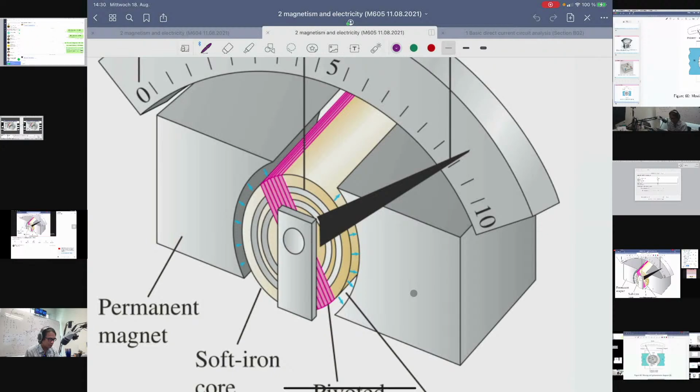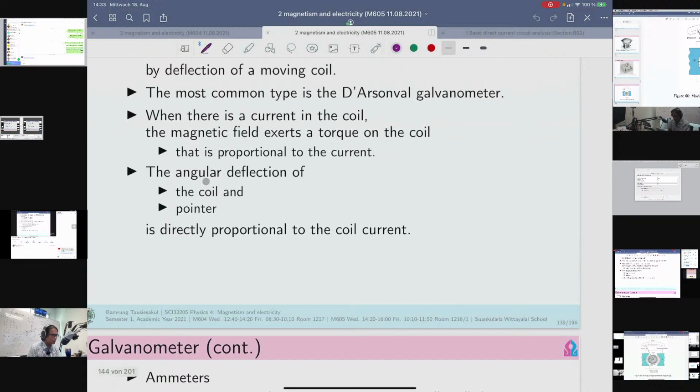The angular deflection of the coil and the pointer is directly proportional to the coil current, because the torque equals BIAN sin phi. If we have more torque, we will have a larger angle deviated from the original state, the zero bar.